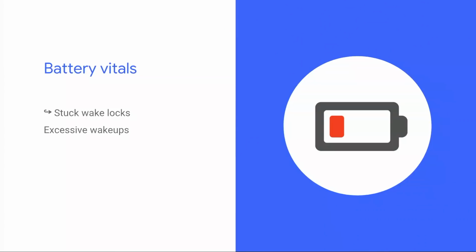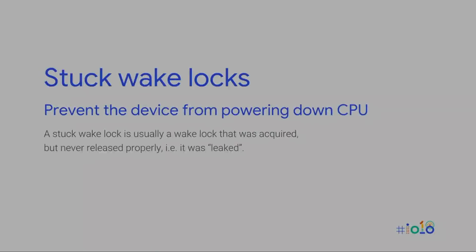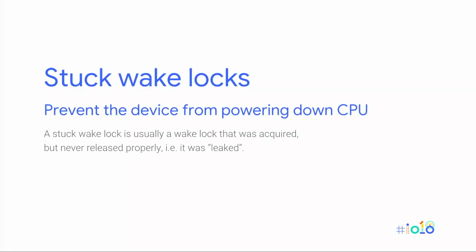And let's talk a little bit about battery and stuck wake locks. Wake locks are an API that lets you basically keep the device from entering deep sleep, so from conserving the battery. And a stuck wake lock is when you use the API, and because of a bug or because you forgot, you acquire a wake lock, but you never release it. So it just keeps the CPU running, and it keeps draining the battery on your users' devices.